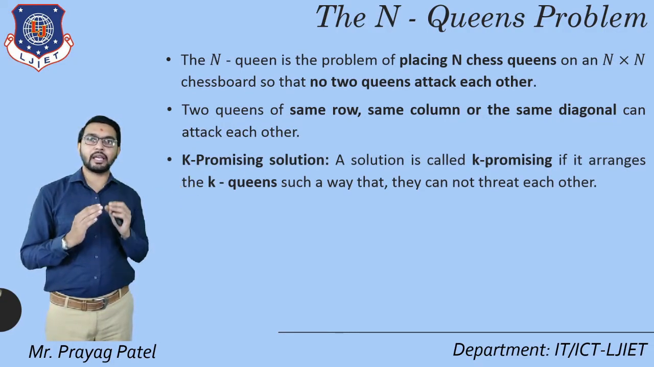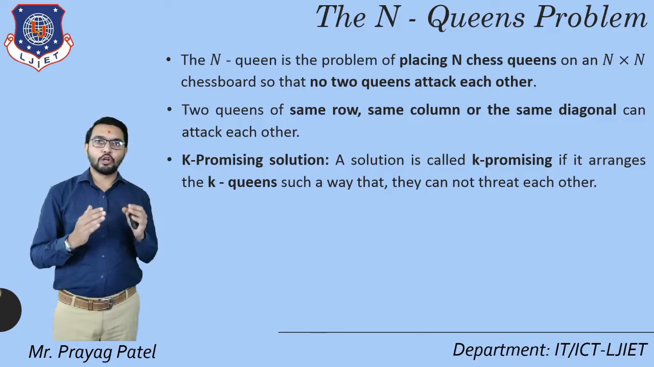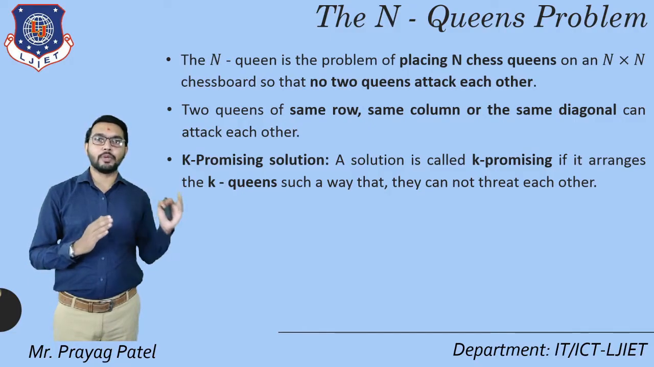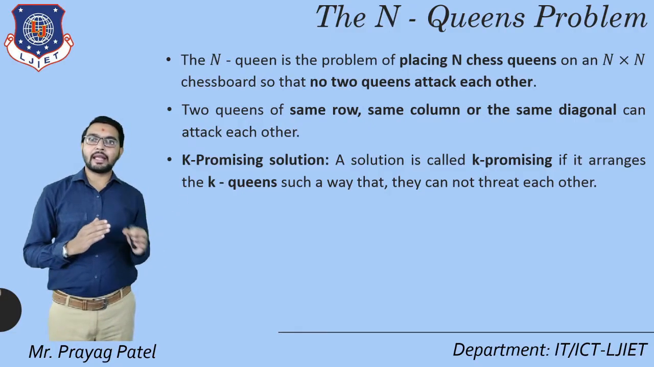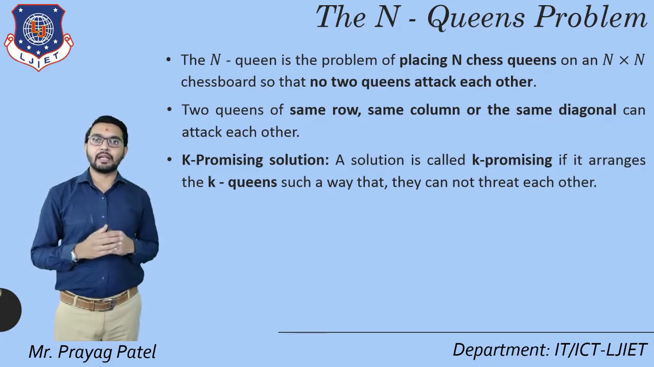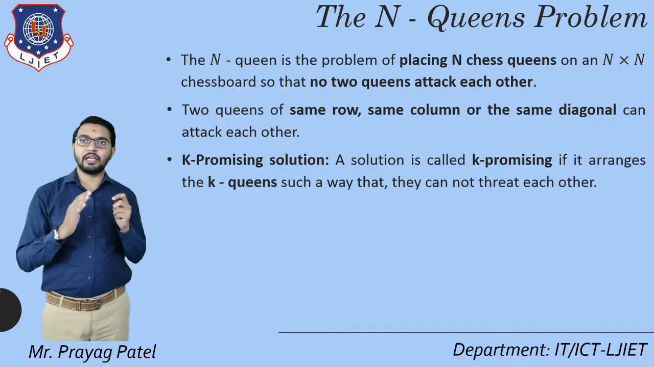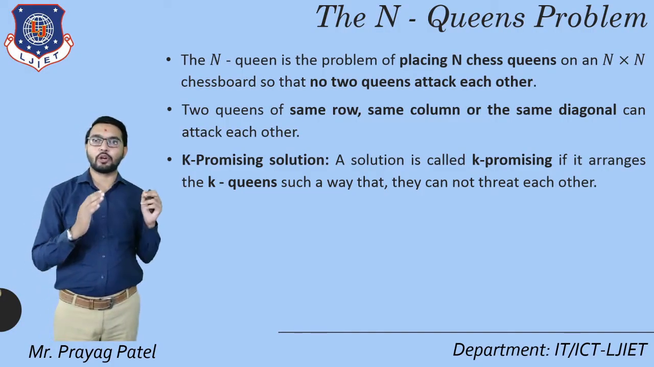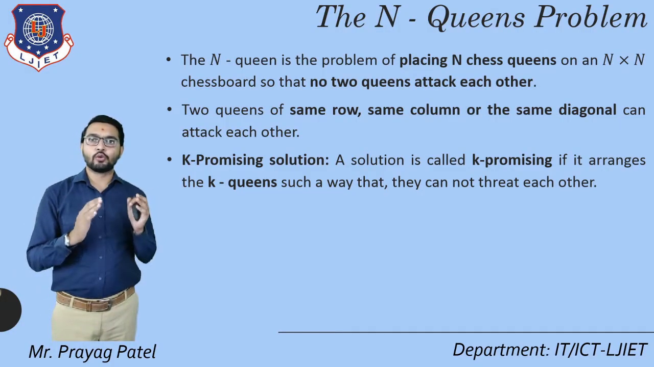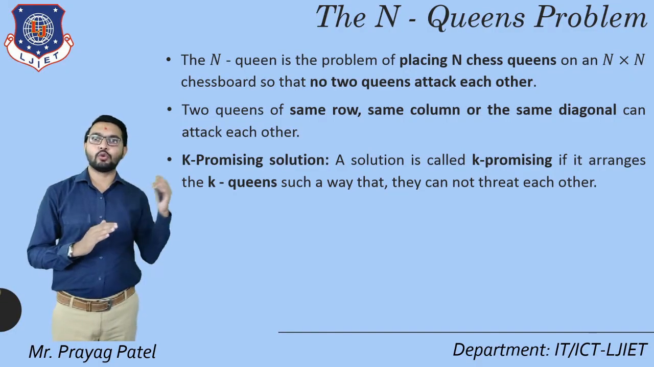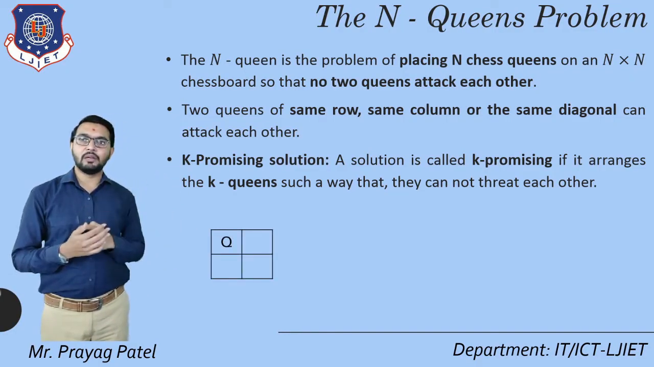Here consider the k promising solution. A solution is called k promising if it arranges the k queens in such a way that they cannot threaten each other. Means for the k promising solution you can put the k queens according to the conditions defined previously.